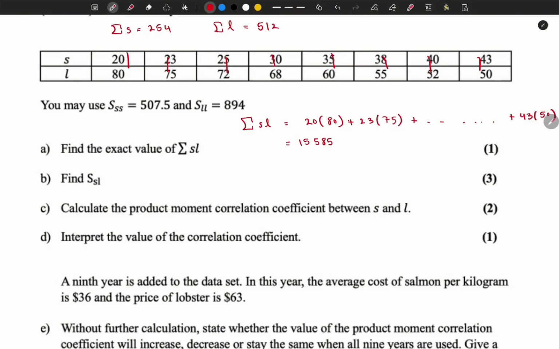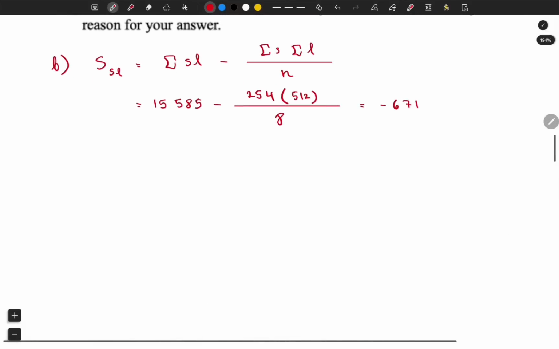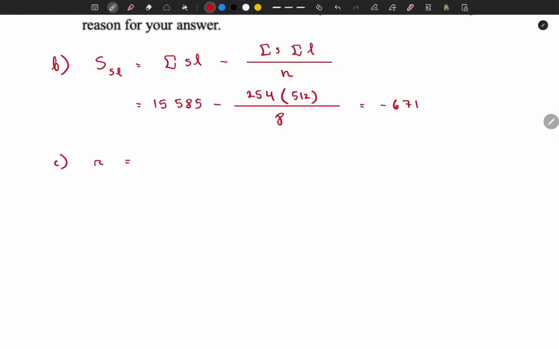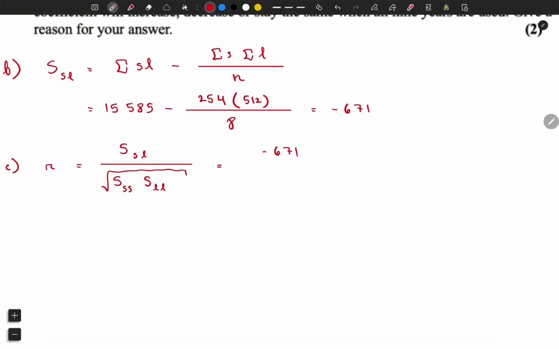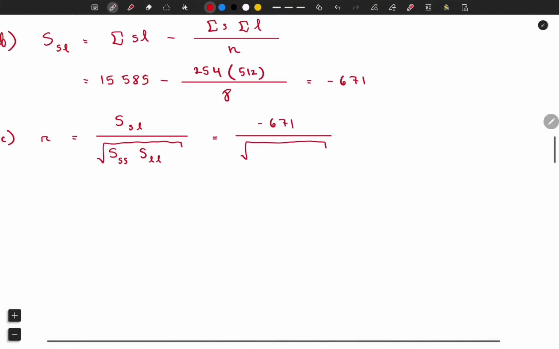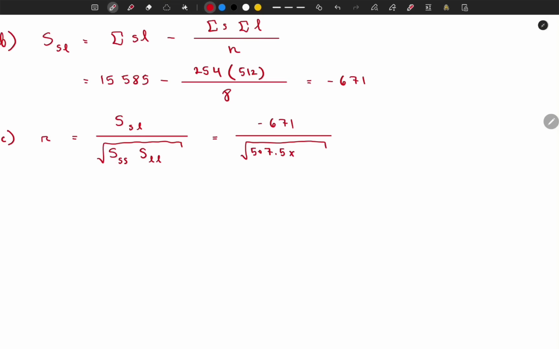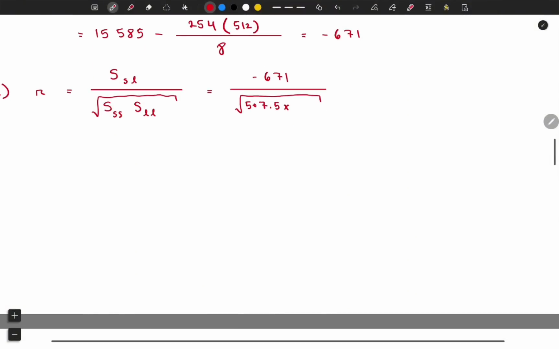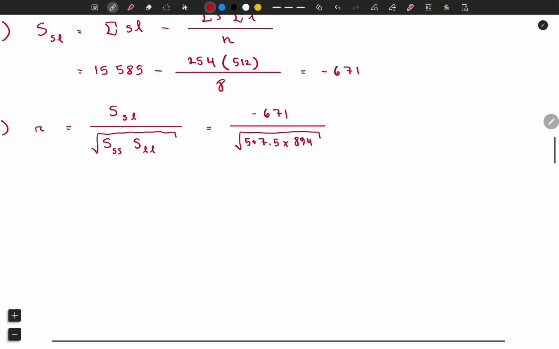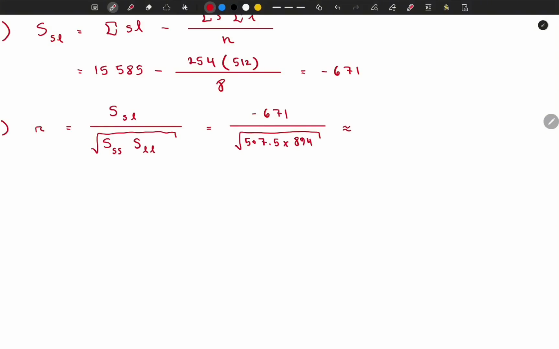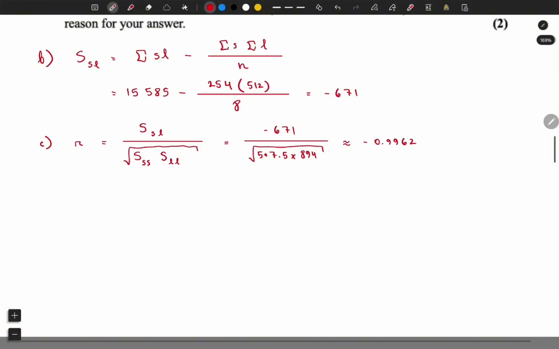Now we need to calculate the product moment correlation coefficient between S and L. So now we can use the formula, which is the summary statistic of SL divided by the root of the summary statistic of double S times the summary statistic of double L. So this is negative 671 in the numerator, divided by the root of 507.5 multiplied by 894. So this is equal to negative 0.9962. So that is the answer for this part.